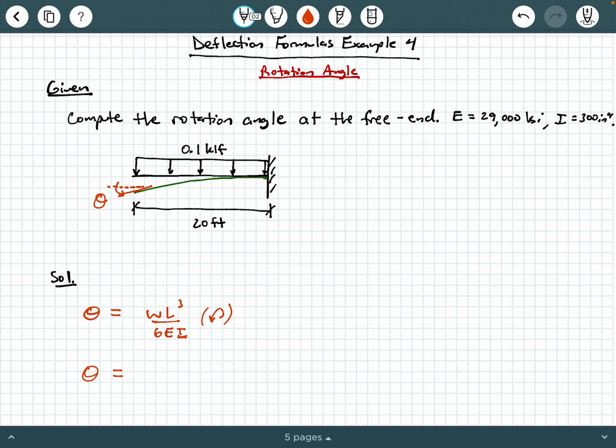Now, you've got to be careful with your units, okay? You have 0.1 KLF. In this case, we probably need to convert everything in terms of inches, okay? So 0.1 KLF will be 0.008333 kips per linear inch, and 20 feet will give us 240 inches. Now, why are we doing that? Well, it's because E and I have units of inches already, and so we need to have consistent units inside of these formulas.